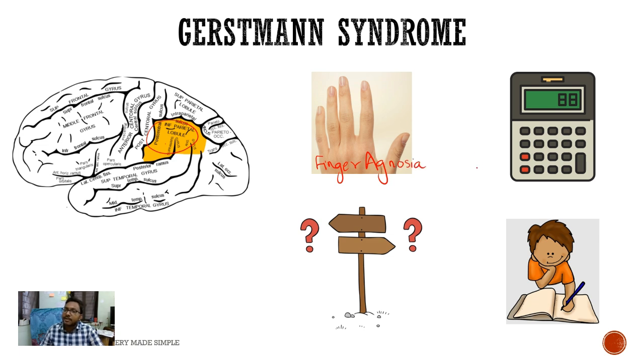Normally, this area is also responsible for calculations. Now, because of this tumor sitting in this particular area in the parietal lobe, it will lead to a condition called acalculia. Okay, and the patient will get some confusion between right and left. So, this is called right and left disorientation.